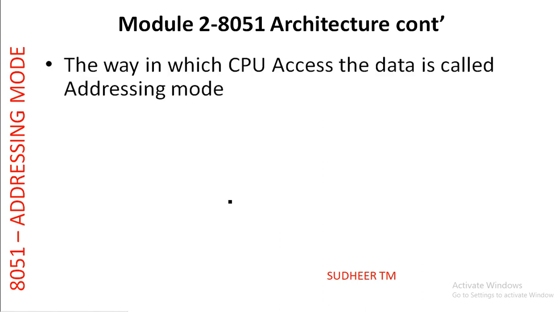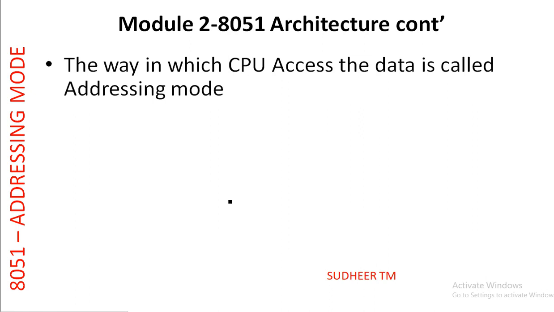Now, addressing mode, what do you mean by an addressing mode? The way in which the CPU accesses the data is called addressing mode. For example, in a classroom, I am your teacher and there are more than 50 to 60 students in your class. Each one of you, I can address by your name, or by your class number, or by your seating position. So I can call, say, roll number 1.